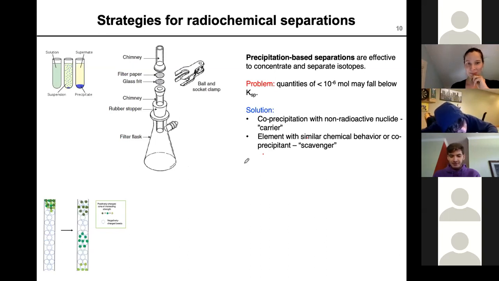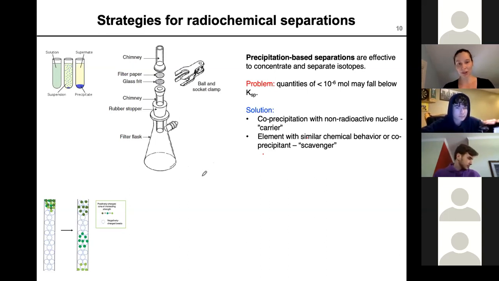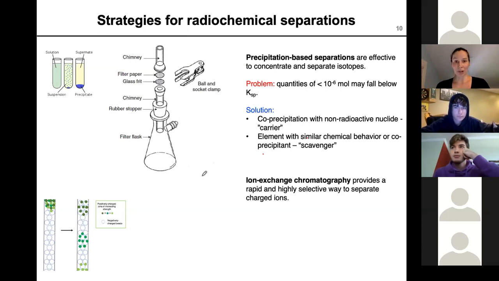No questions. Okay. So another very frequently used technique, and again, what you're going to see is I have somewhat of a bias to metals, so I'm going to talk a lot about metals for the rest of the slides, because I'm an inorganic chemist by training and my lab mostly works with radioactive metals. What is also really convenient to use are ion exchange chromatographies. This is especially important if you're trying to isolate or separate elements that have very similar chemical behavior.